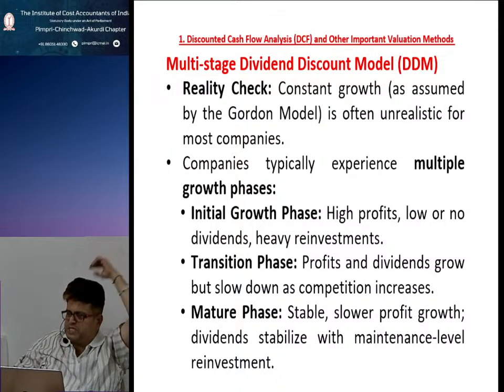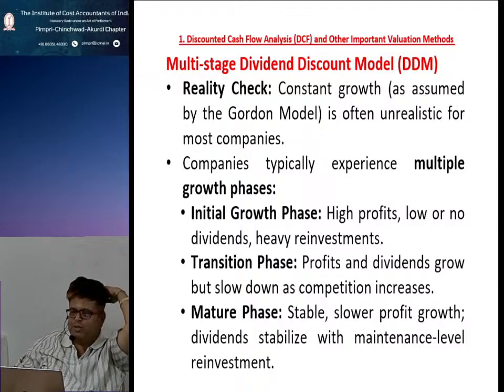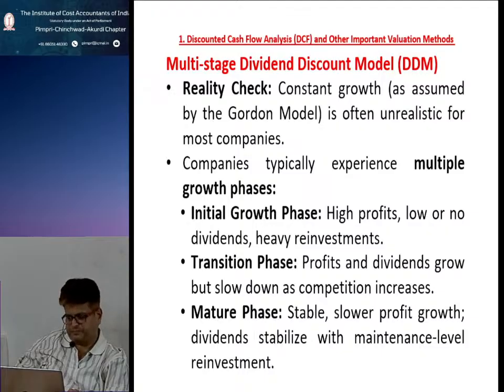Then comes another model, so we are in a way looking into various models of valuation. The multi-stage dividend discount model, that is called DDM. Reality check: constant growth as assumed by the Gordon model is often unrealistic for most companies. Companies typically experience multiple growth phases in the life cycle of the business. The initial growth phase has high profits, low or no dividends, and heavy reinvestment. Then comes the transition phase, where profits and dividends grow but slow down as competition increases, because slowly the business is coming to maturity. The mature phase is stable with slower growth; profits and dividends stabilize with maintenance-level reinvestment.